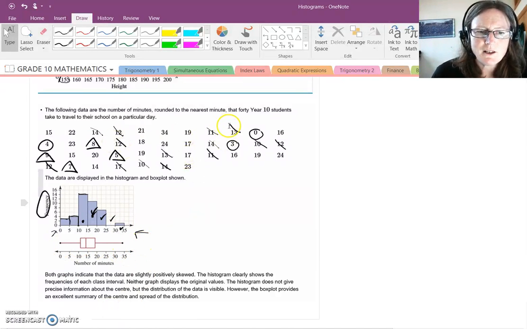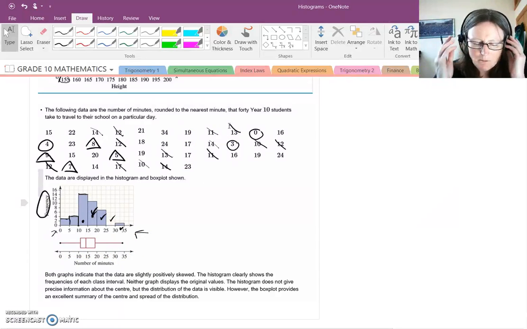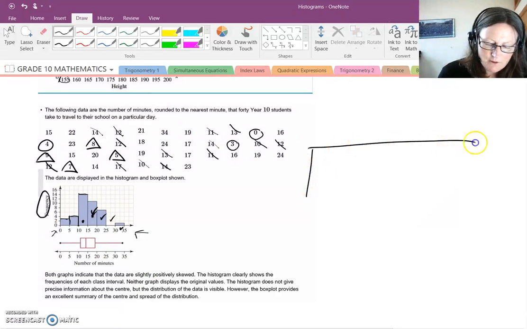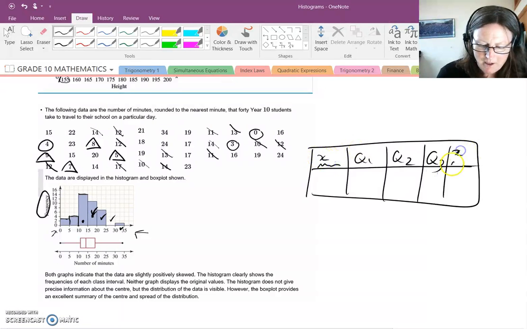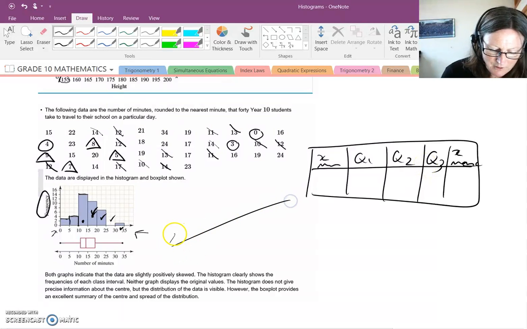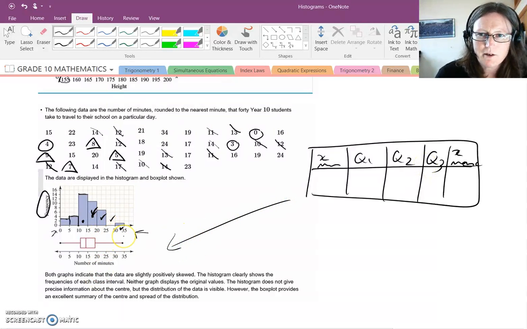So from this data, again, they would have done a 5-point summary. So they would have worked out the 5 things that go in our 5-point summary: Q1, Q2, Q3, X min, X max, found those and then put them into the box plot, just so you can do a comparison from the box plot to the histogram.